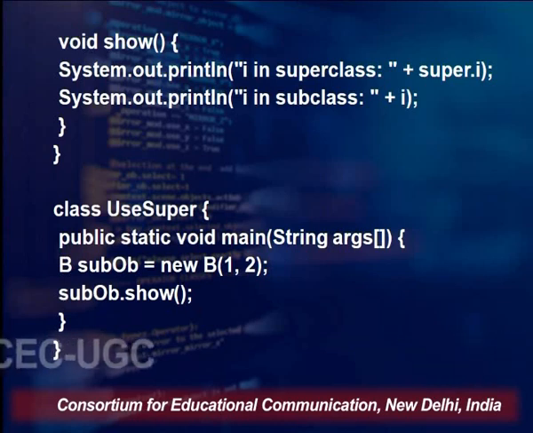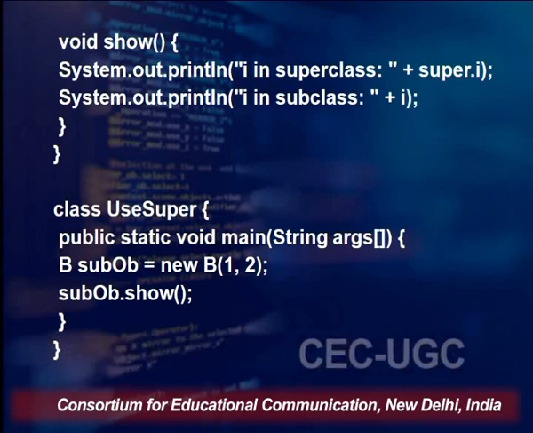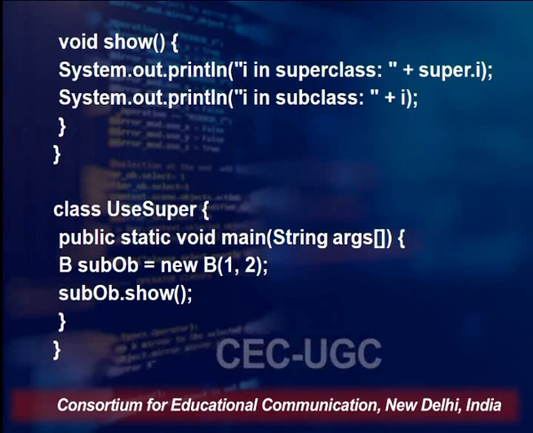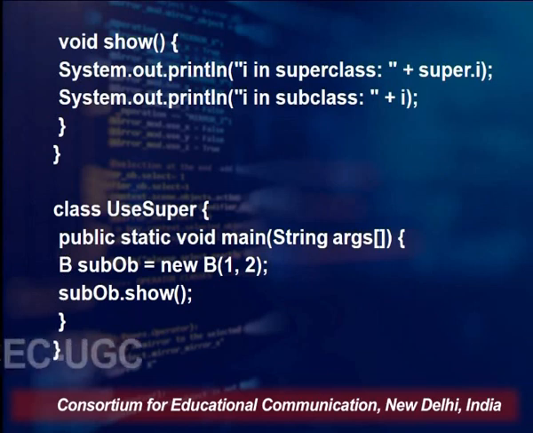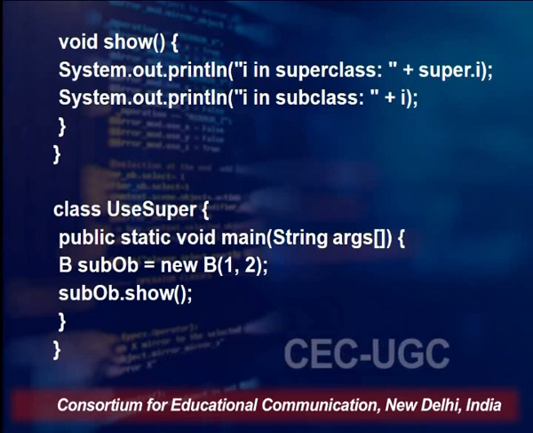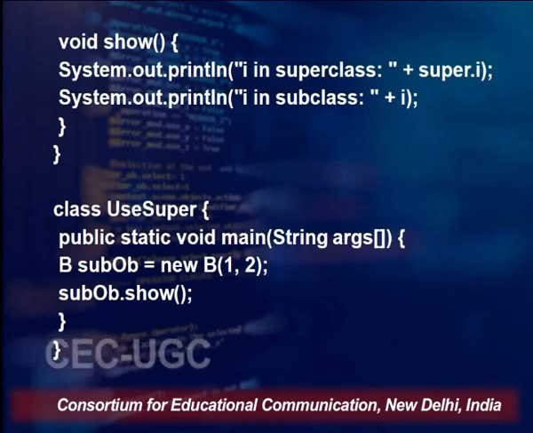So here within the function show, if I am going to say print super dot I, that means the value of I of the class A will be printed, and whenever I am going to ask to print I only, that means it is asking for the value of I which is available inside the class B. And whenever we are going to use this inside the main method, we are going to call this with the help of the constructor of the class B.